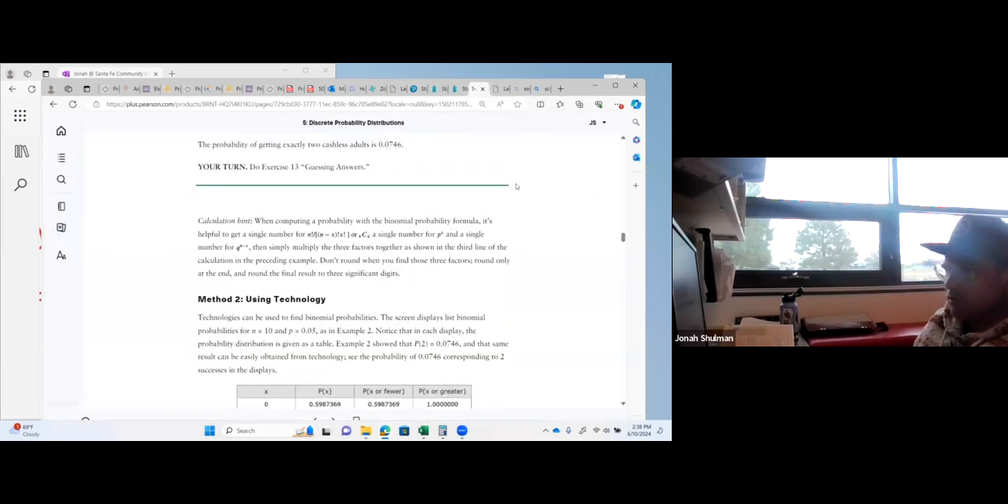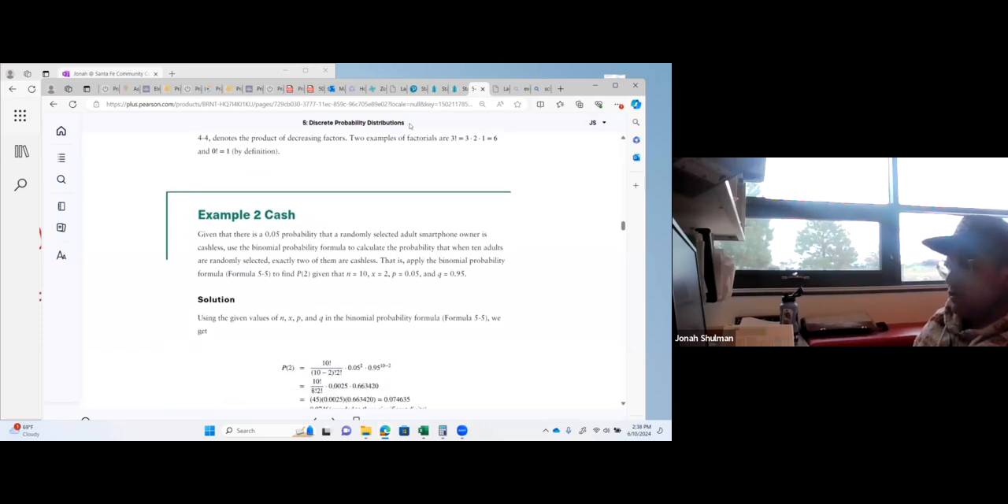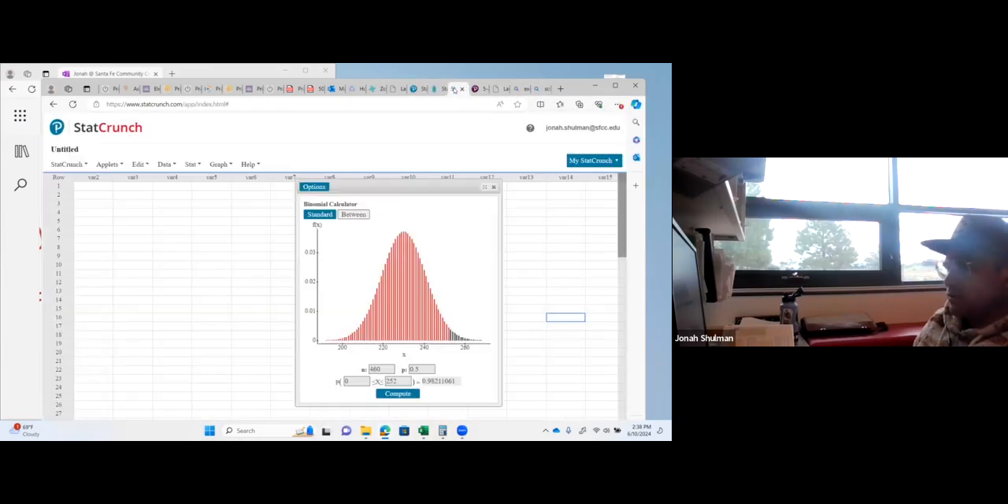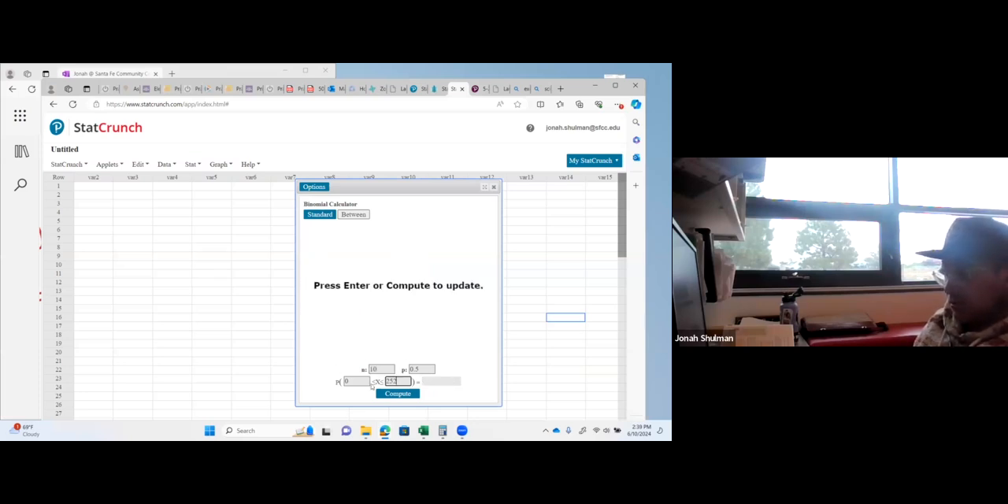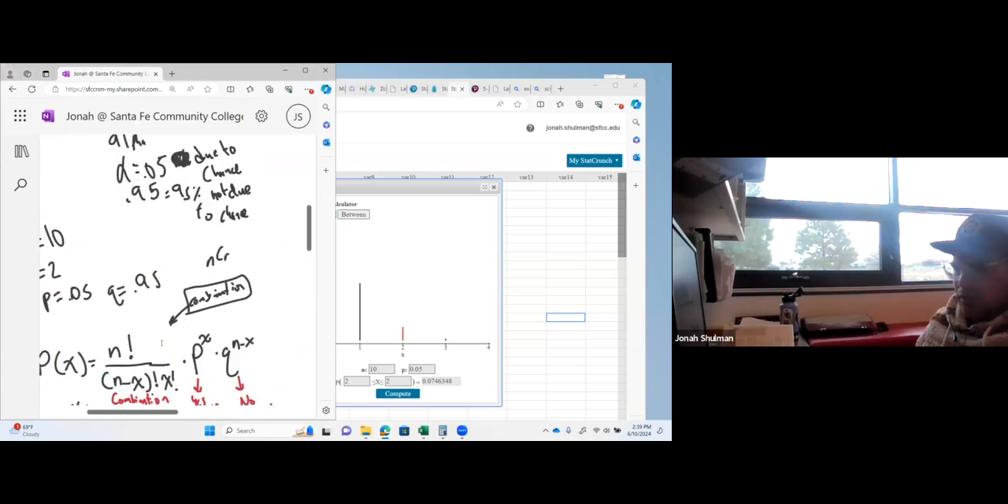Let's try the top one, right? Let's do the one we just did with 10, 2, and 0.05, but we want it exact. Right, so let's try our StatCrunch, because they could have made a mistake. Everything's human. So this is 10. We want it basically from 2 to 2, and then it was 0.05. Yeah, so it works. Why is it 2 to 2? Because we just wanted a 2, 0.07463. That's what we got for this one.